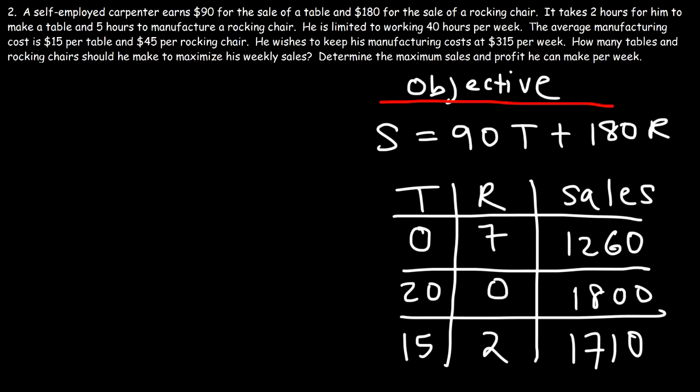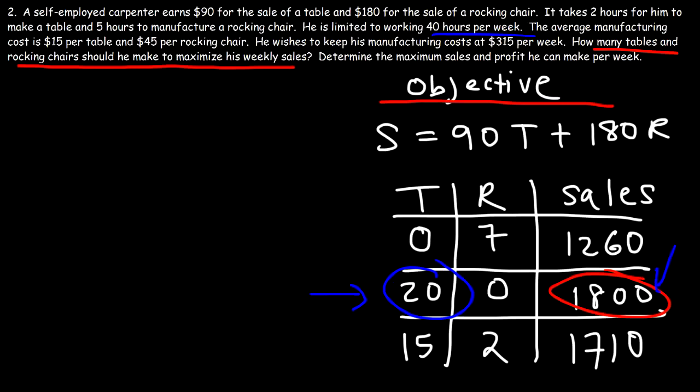Now, let's focus on answering the question. How many tables and rocking chairs should he make to maximize his weekly sales? His weekly sales are maximized if he focuses all of his energy on making tables. So in a 40-hour work week, he can at most make 20 tables. And that's what he should do if he wants to maximize his sales. Now, to determine the maximum sales and profit he can make per week, it's simply this number. It's 1800 per week. That's the maximum sales.